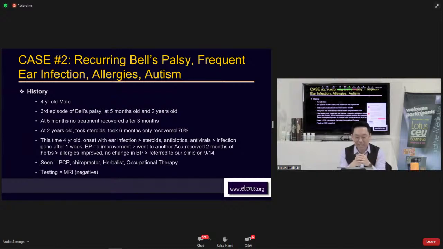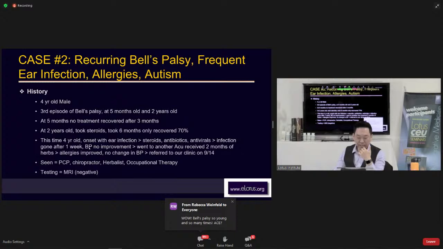At 2 years old, he got the second Bell's palsy. He was given steroids, it took 6 months, and he only recovered 70%. Never recovered 100%. This time, at 4 years old, they think the onset was started by an ear infection, which was true. He was given steroids, antibiotics, antivirals. The infection was gone after 1 week. Bell's palsy, 0 improvement. Went to another acupuncturist, received 2 months of herbs. Allergies improved, but no change in Bell's palsy, and he was referred to our clinic.